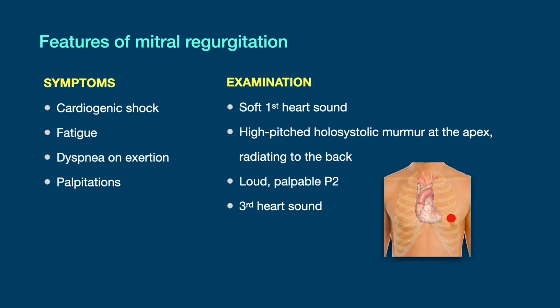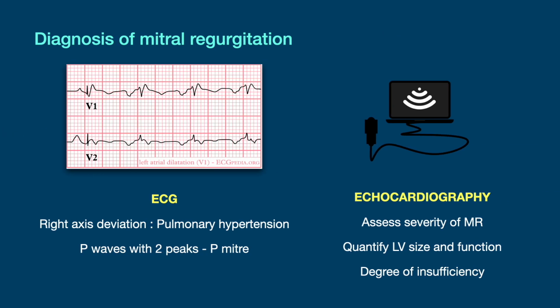S1 may be quiet as a result of an incomplete closure of the valve, and severe mitral regurgitation may cause a widely split S2. Signs on the ECG are dependent on the adaptation mechanisms of the heart. In pulmonary hypertension, a right axis deviation. In left ventricular hypertrophy, more of a horizontal heart can be seen. ECG may show a broad P wave indicative of atrial enlargement. The P wave may have two peaks.